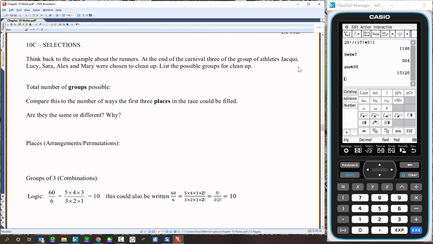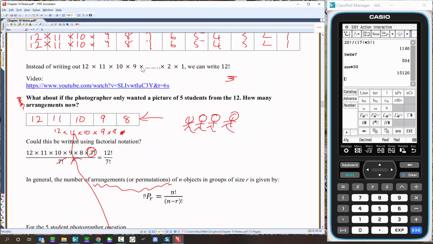All right, so we'll finish the lesson by going through some of the things on selections. So think back to the example about the runners. At the end of the carnival, 3 of the group of athletes, Jackie, Lucy, Sarah, Alex, and Mary, were chosen to clean up. List the possible groups for cleanup. All right, now let's go back and think about that.